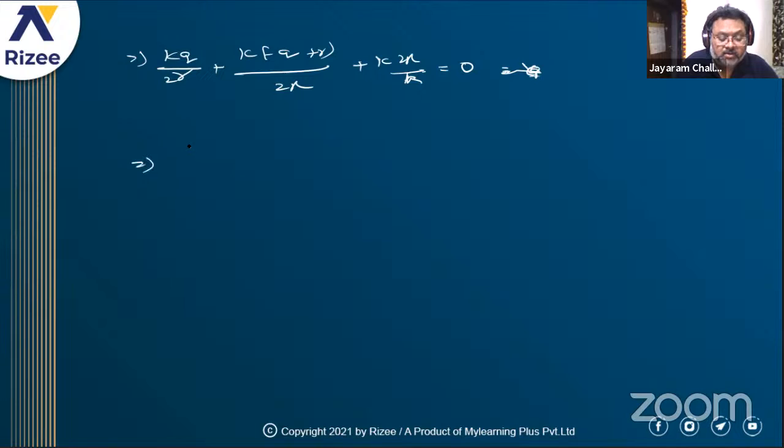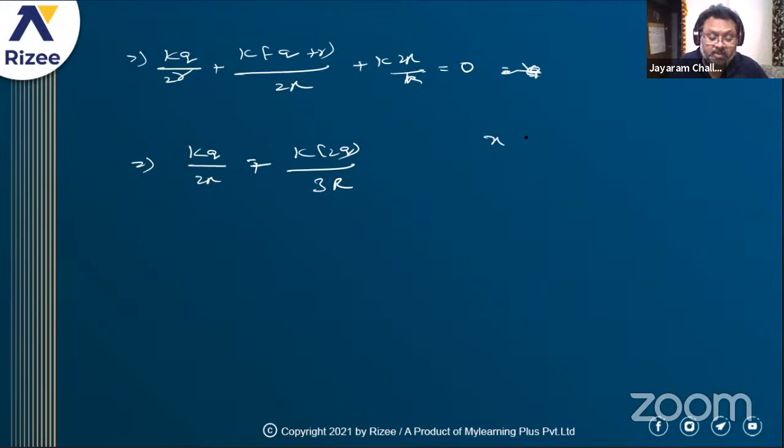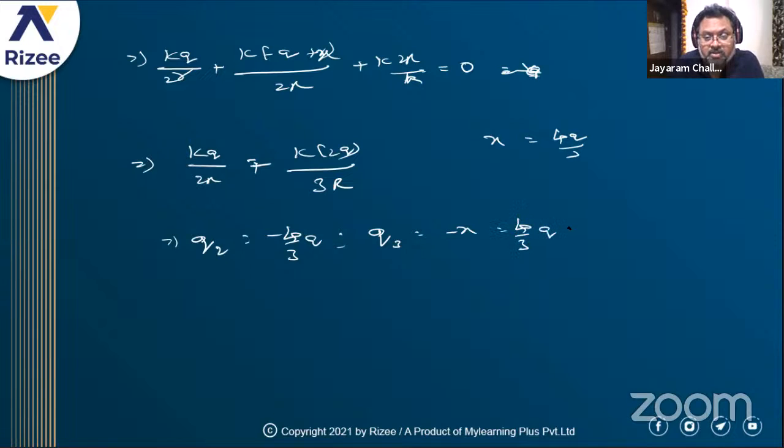So which is equal to KQ by 2R plus, since it has been not there, it is going to be K into 2Q by, so denominator is 3R. When you compare this one, x is equal to 4Q by 3. So this is the value of the charge, or the x value that I am going to take, the extra charge being added over there. So from that one, we can get Q2 is equal to minus 4 by 3 Q, and Q3 is equal to minus x, which is equal to 4 by 3 into charge.